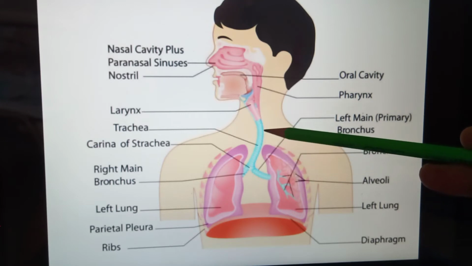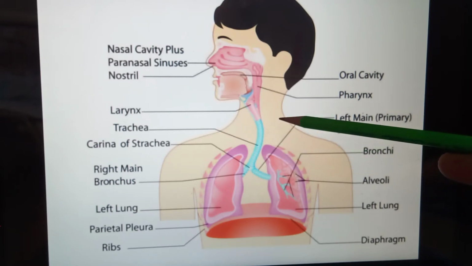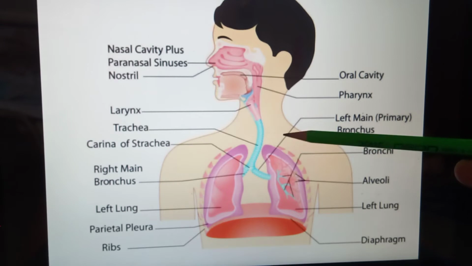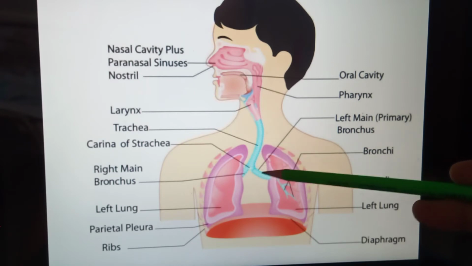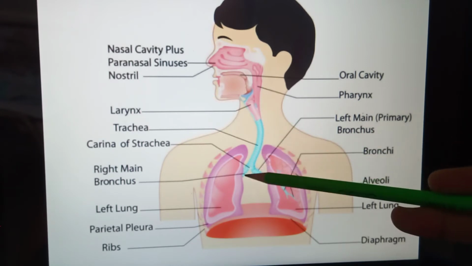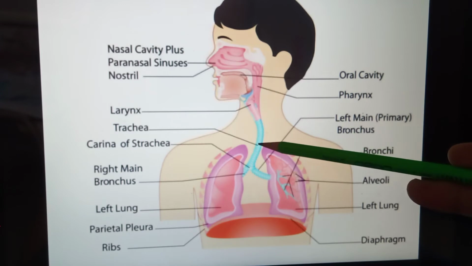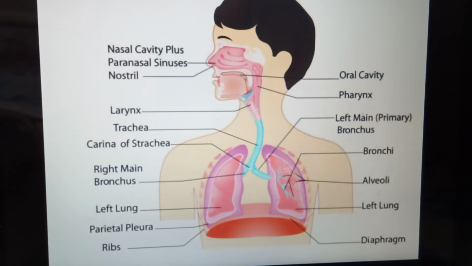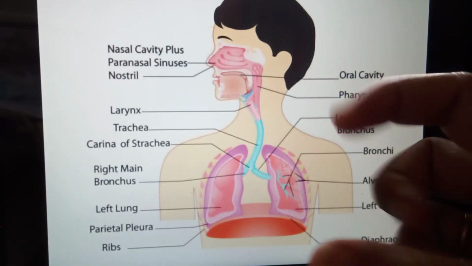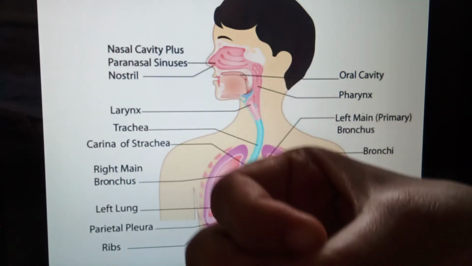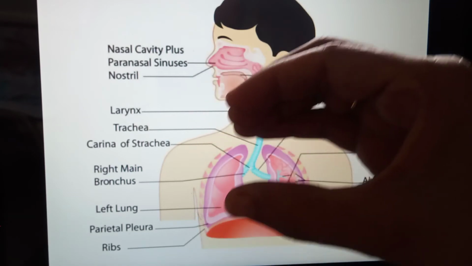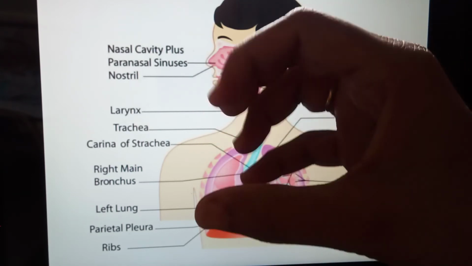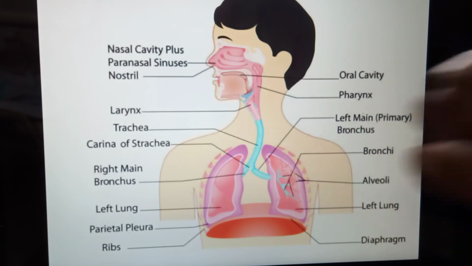Okay, so the trachea has C-type hyaline cartilage, so that it cannot collapse. You can see in the blue color, this is the hyaline cartilage present in the trachea, so that it can't collapse when we breathe out. It's just like this only. So it has C-type hyaline cartilage present, so it will not collapse like this.